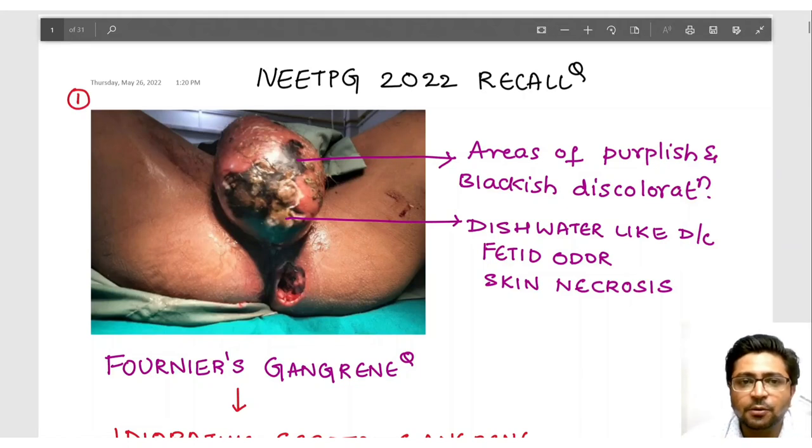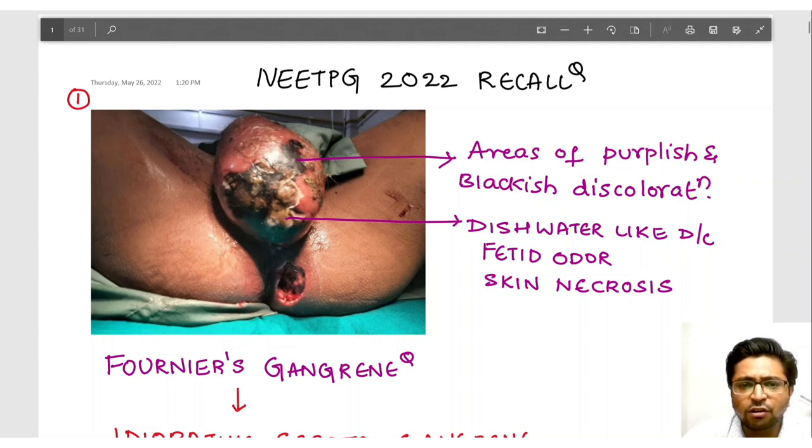Today we will be discussing the NEET PG 2022 recalls. So the first question is, there is an image which is given here. We need to identify this. This was exactly asked during the exams. In this particular image, we can appreciate an edematous scrotal wall, and we can see areas of blackish and purplish discoloration along with skin necrosis.